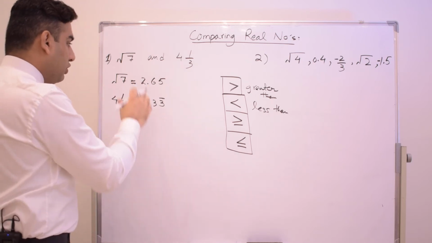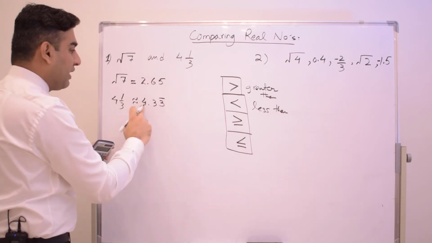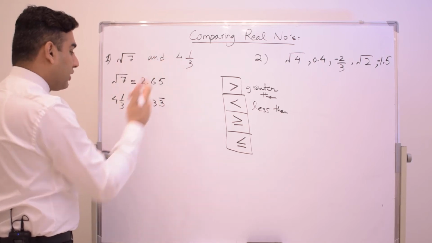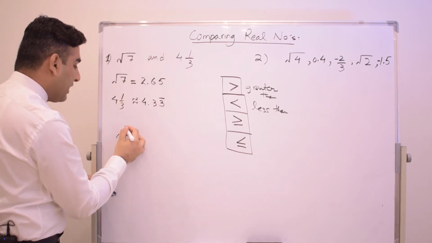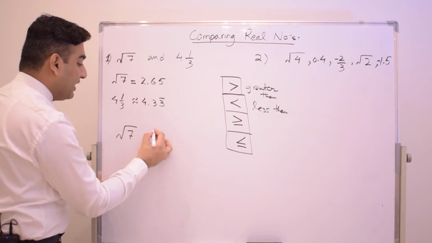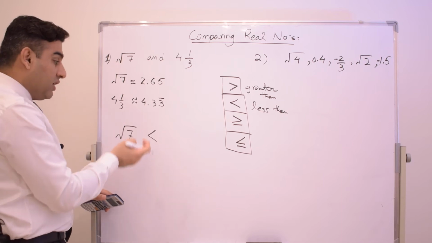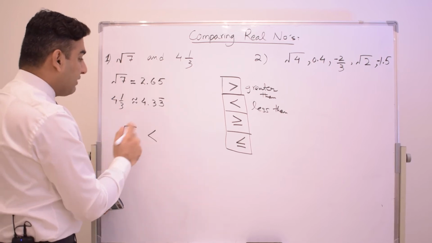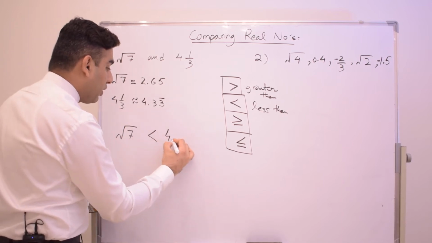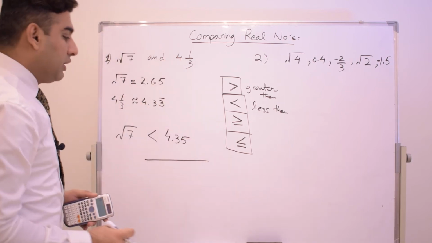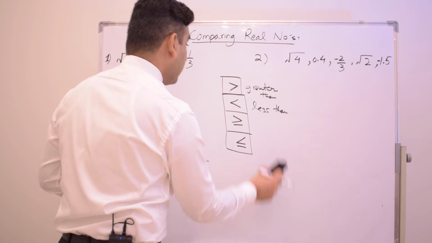So now you can easily compare 2.65 and 4.33. This number is lesser than this one. So I will write the comparison like this: square root of 7 is less than 4 whole 1 over 3, with the symbol's tail on the left side. I hope you understand. Let's go to question number 2.